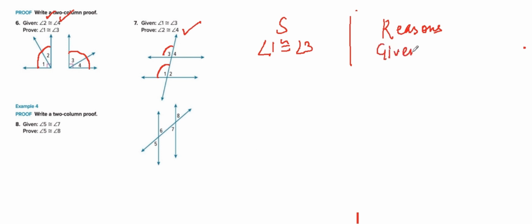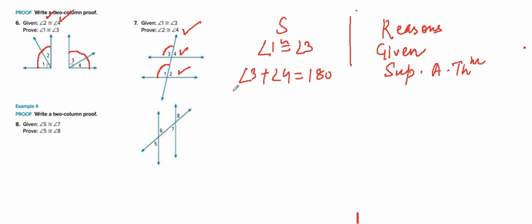Then which angles are equal here? How to prove that angle 2 equal to 4? Because here the lines are given parallel. So we need to prove angle 2 and angle 4 is equal. But this is again not given that they are parallel or not. Simply you can write angle 3 plus angle 4, 180 degree. Supplementary angle theorem. Similarly, angle 1 plus 2 is 180 degree. Supplementary theorem, same theorem, or you can say linear pair.